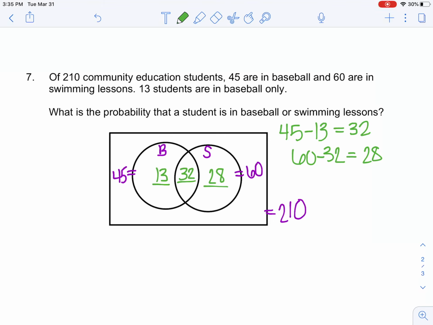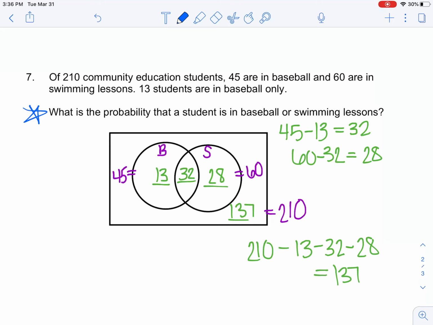And then lastly, let's figure out our students who were not in baseball or swimming lessons by taking our entire total for our universal set, 210, minus our three numbers in the middle. So minus 13, minus 32, minus 28, which equals 137. Okay, next let's look at our probability question. What is the probability that a student is in baseball or swimming lessons?